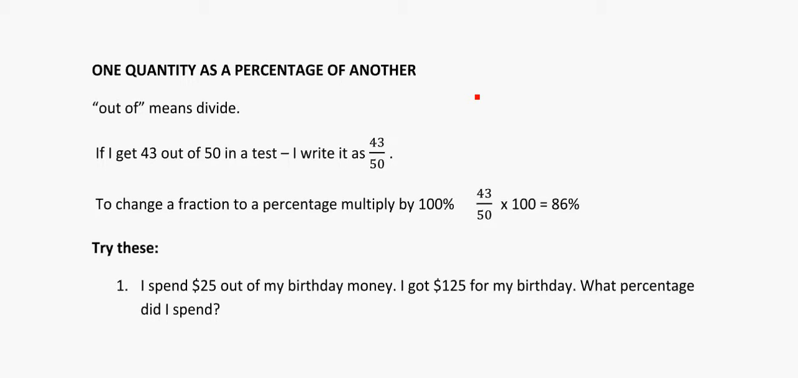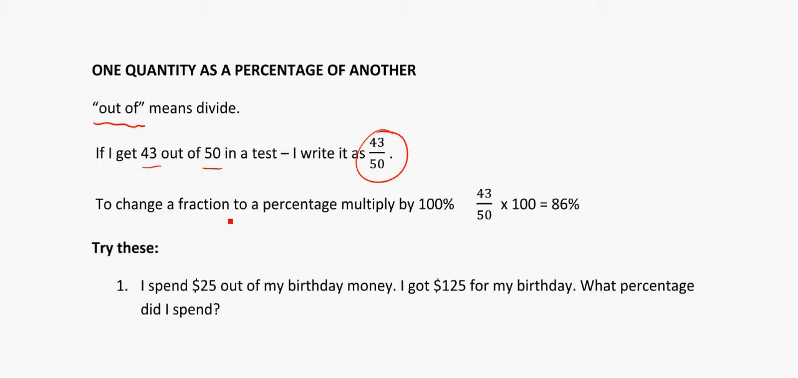Okay, we're now going to learn how to represent one quantity as a percentage of another quantity. Now it's usually recognized by the words "out of." If you see that, it means divide. For example, if I get 43 out of 50 in a test, if I asked you to write that on the top of your paper, you would write it like that, 43 over 50, or divided by 50. And so that's all you do.